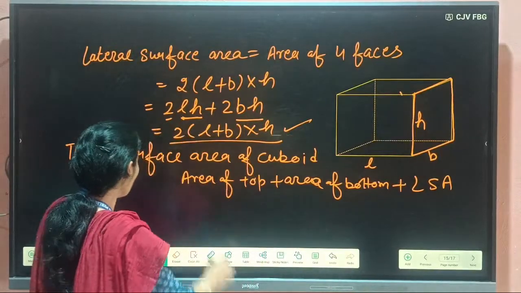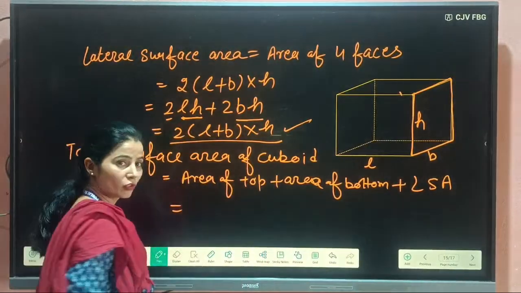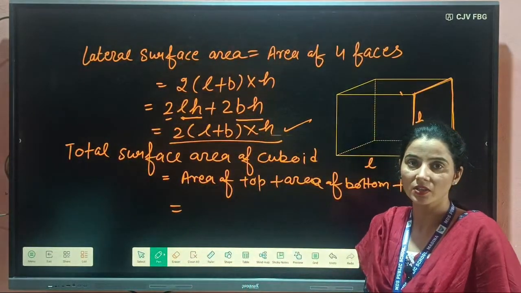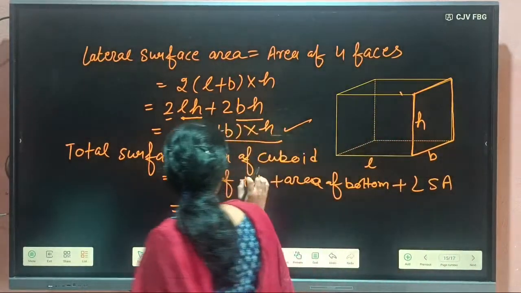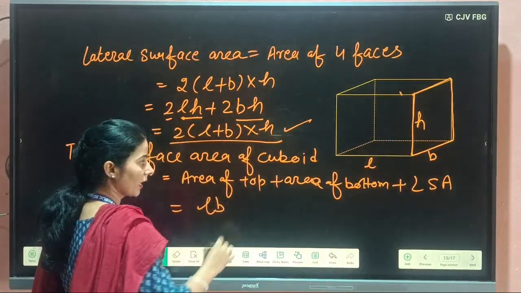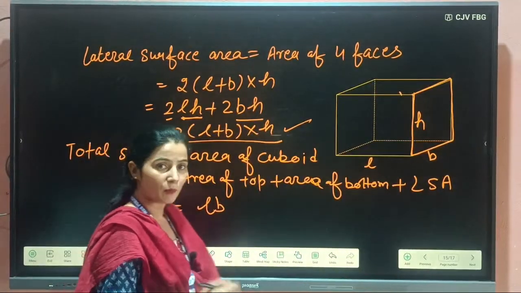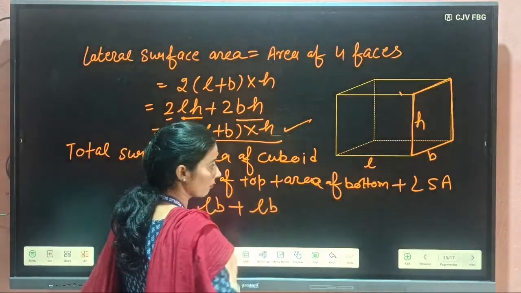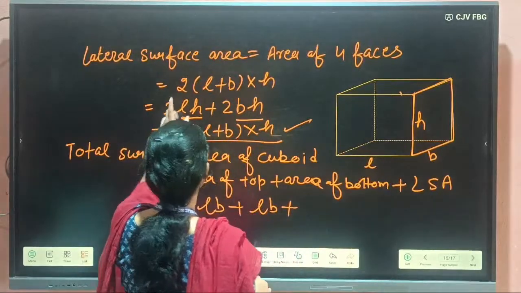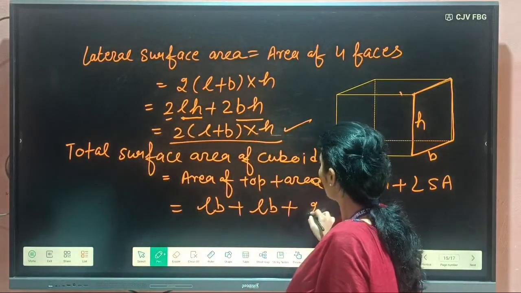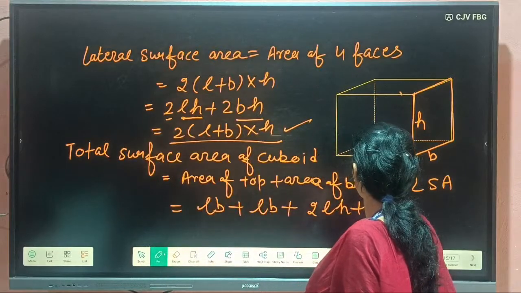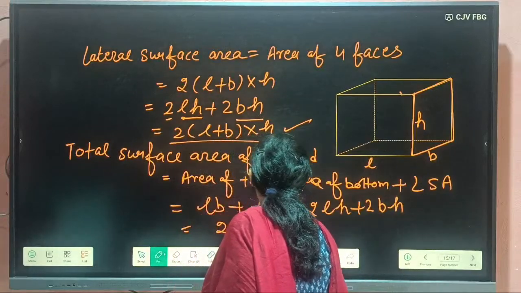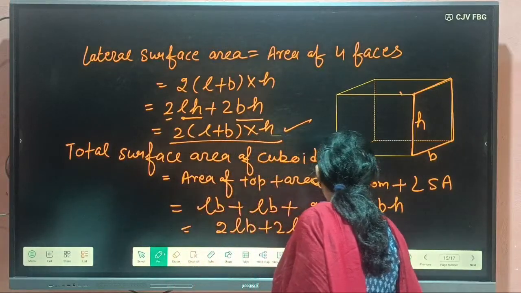Lateral surface area. What will be area of top? See, that will be rectangular in shape. Length is L and breadth is B. So what will be area of top? L into B. And this top is opposite of bottom. So same area, this bottom will contain L into B. And what is lateral surface area? Lateral surface area is 2 into LH plus 2 into BH. So it is 2 times LB plus 2 times LH plus 2 times BH.